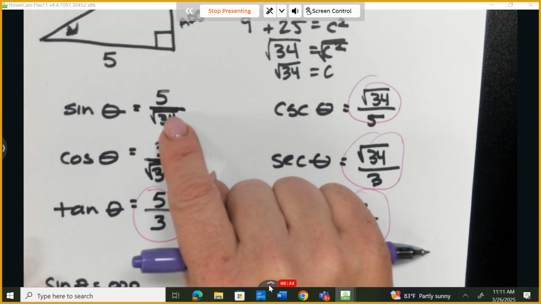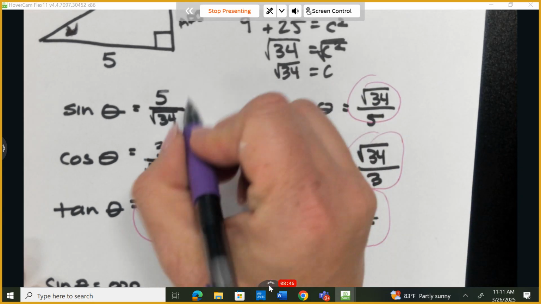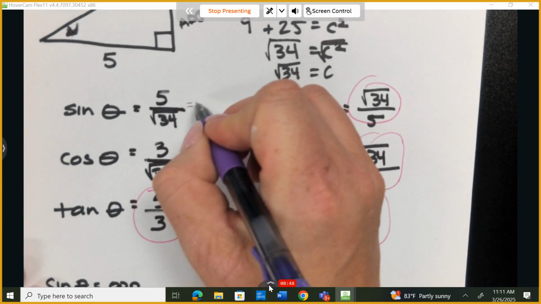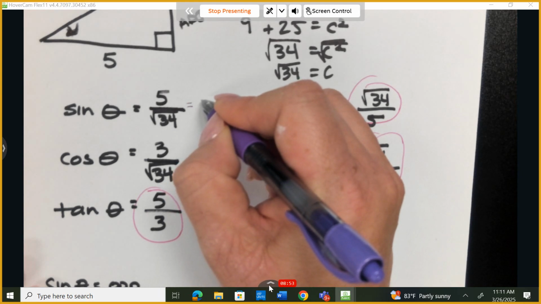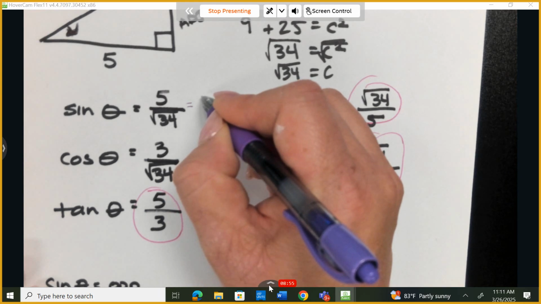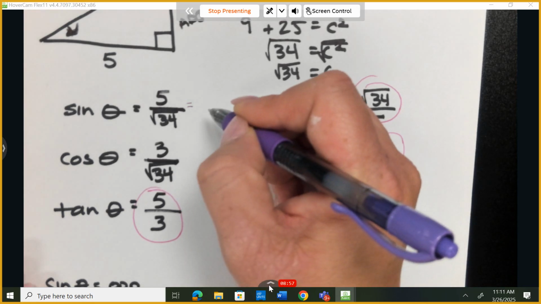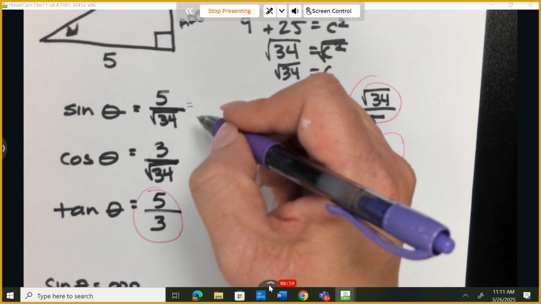Somebody just said yeah. Okay, what do you think it is? You write the square root of 34. Yep, and then 5 next to it. And the square root of 34 again on the bottom. So close.